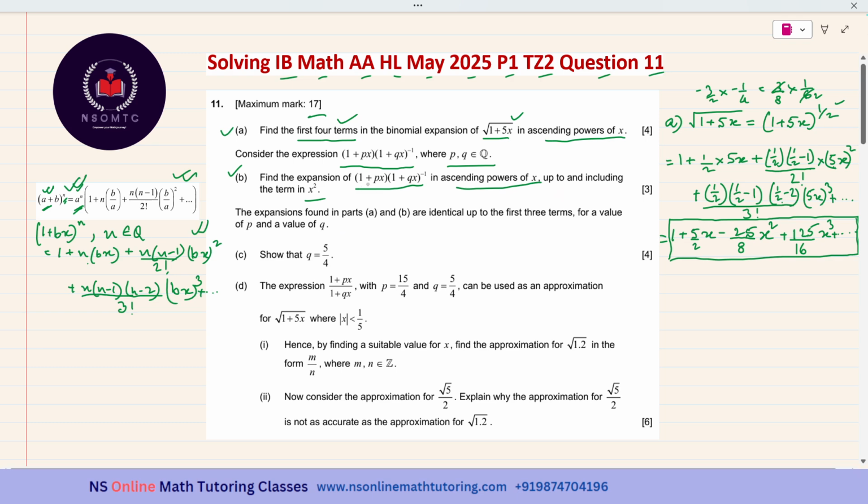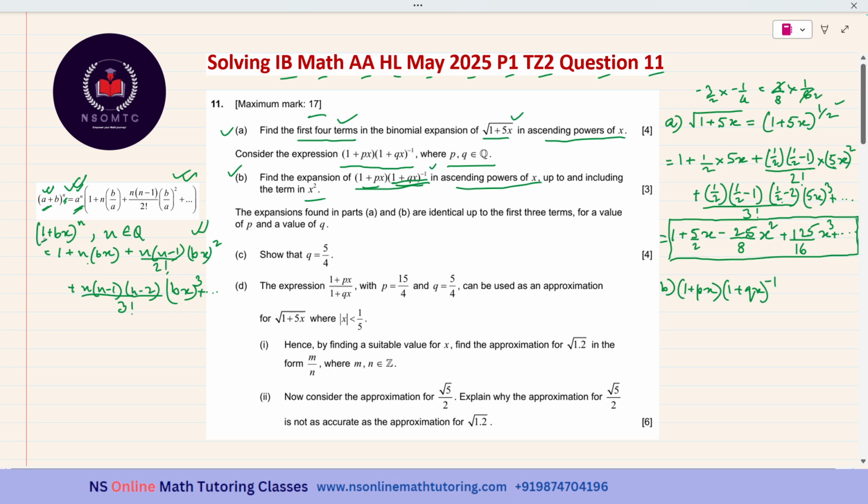So 1 plus px is a binomial, it is not getting raised to any power, so it stays as it is. This part will get expanded. For this we have to use the binomial theorem. Fine. So 1 plus px times 1 plus qx raised to the power of negative 1.